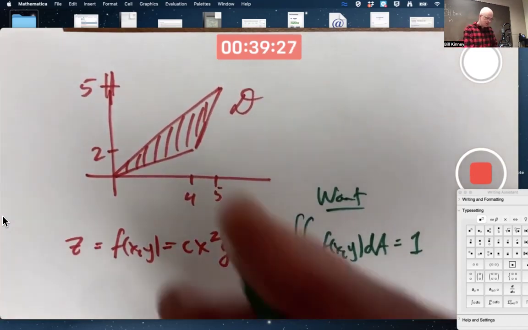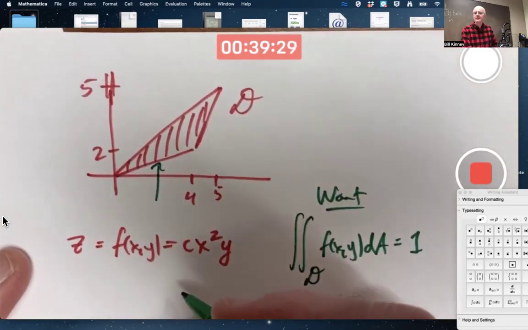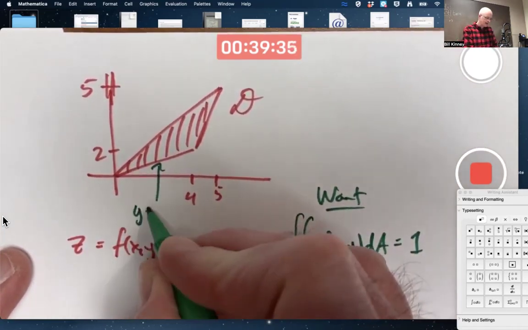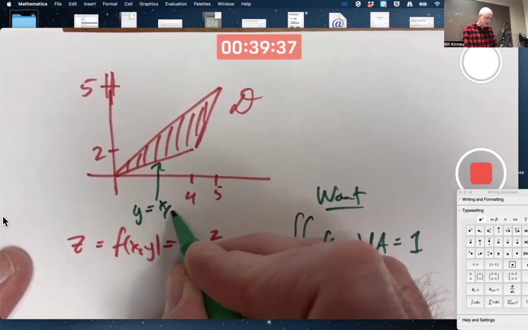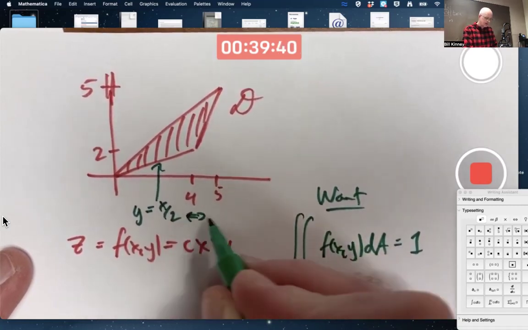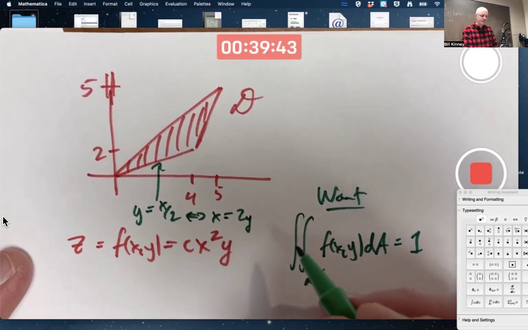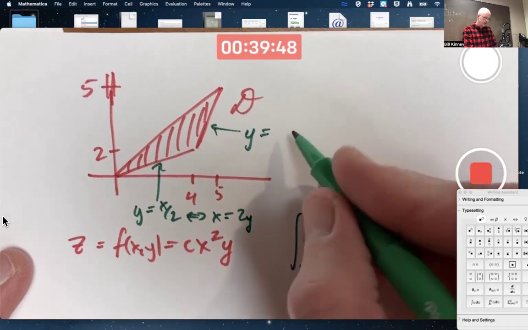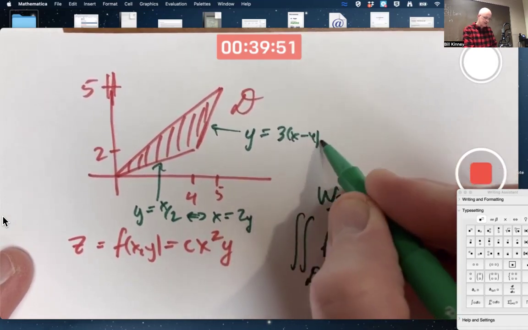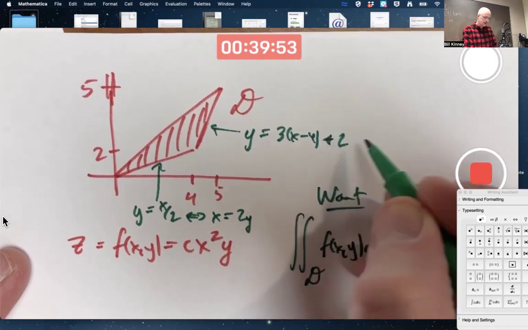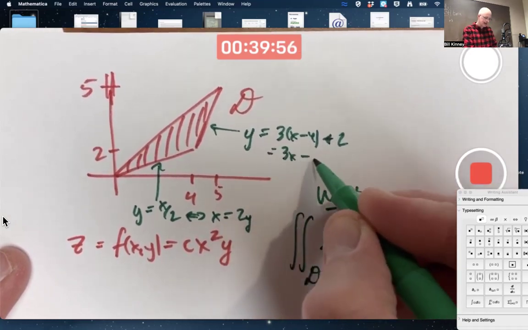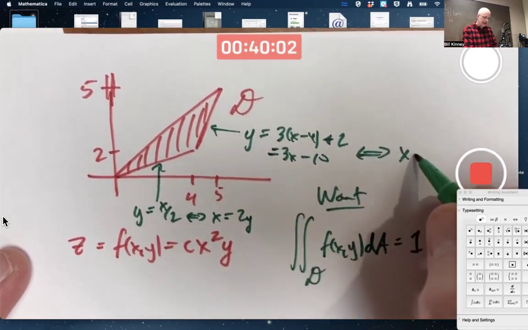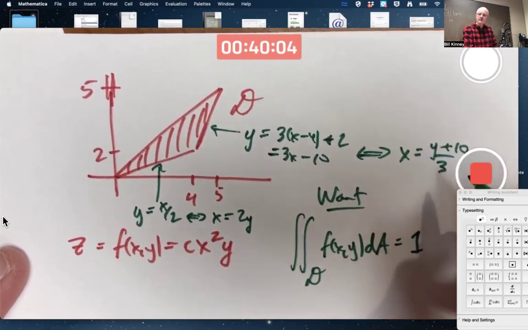It is important to identify the boundaries, equations for the boundary here. This line, for example, is a line through the origin with a slope of 1/2. It's y equals x over 2, which is equivalent to x equals 2y. This one would have equation y equals, let's see, what would the slope be? 3 times x minus 4 plus 2, which simplifies to 3x minus 10. Or equivalently, x equals y plus 10 over 3.